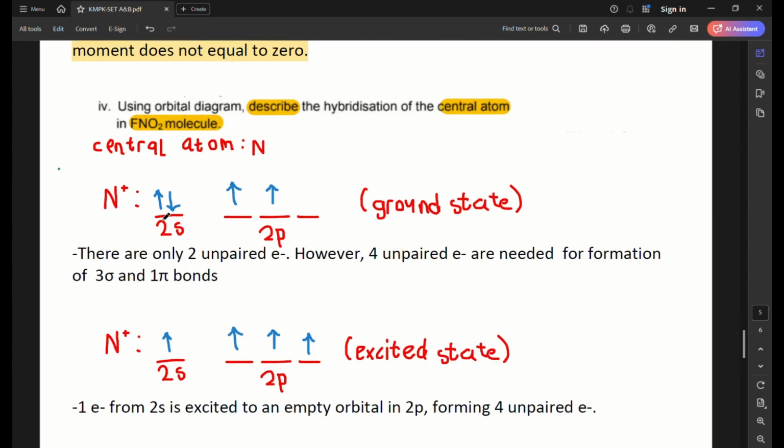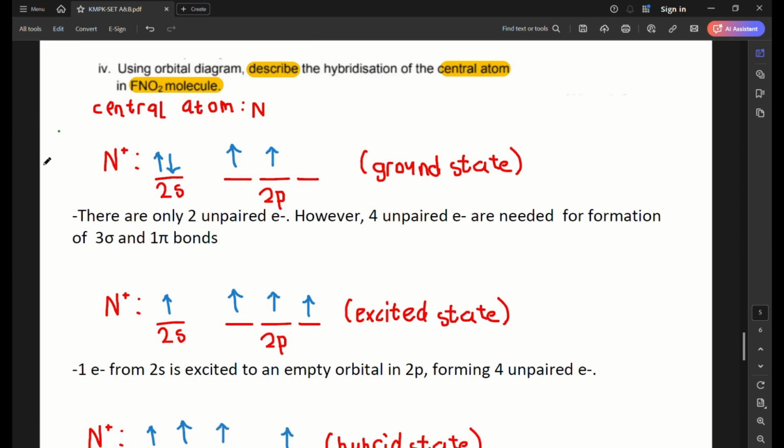So N plus 2s2, put in the valence electron. This is the ground state. So there are only 2 unpaired electrons. However, 4 unpaired electrons are needed for formation of 3 sigma and 1 pi bonds.